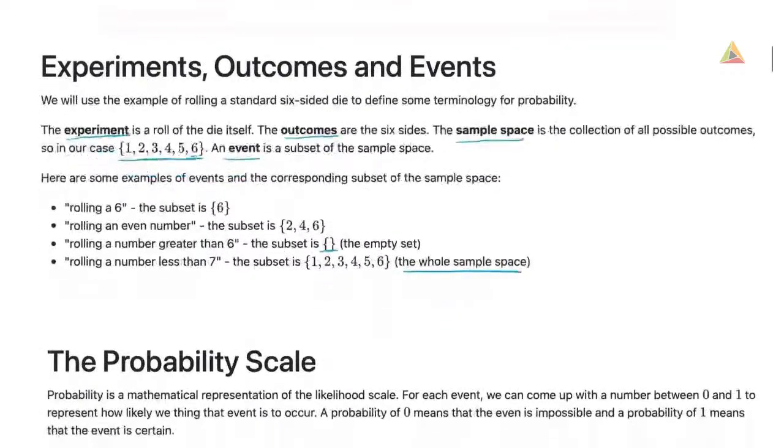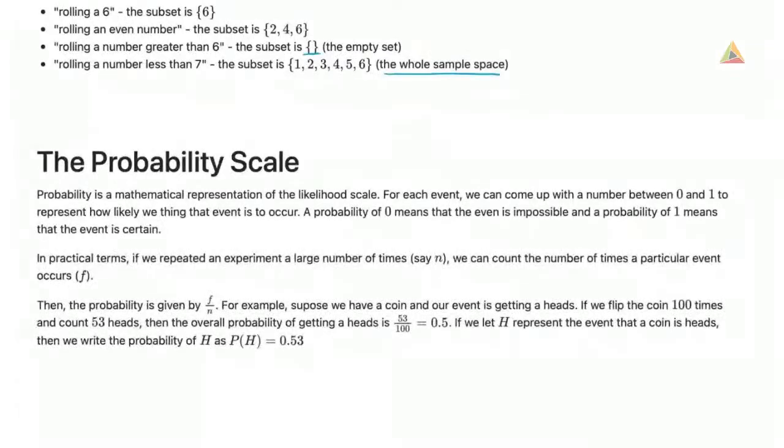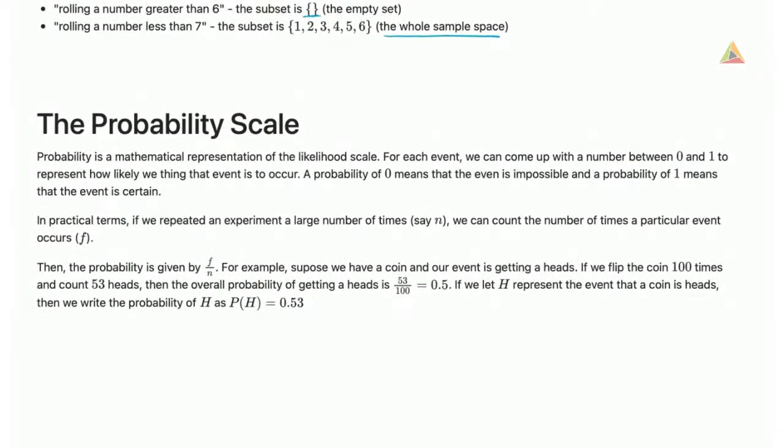So the probability scale is the last part of theory we're going to look at before we go to questions. So probability is a mathematical representation of the likelihood scale, so how likely something is to happen. For each event, we can come up with a number between 0 and 1 to represent how likely we think that event is to occur. The probability of a 0 means that the event is impossible, and the probability of 1 means that the event is certain.